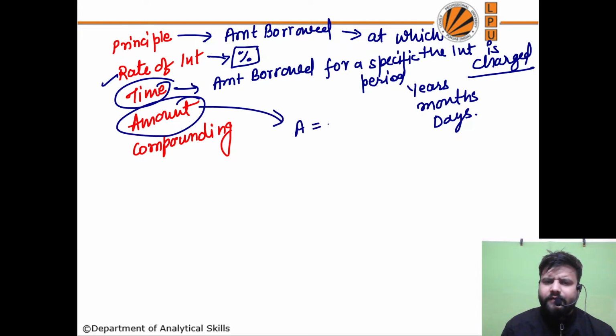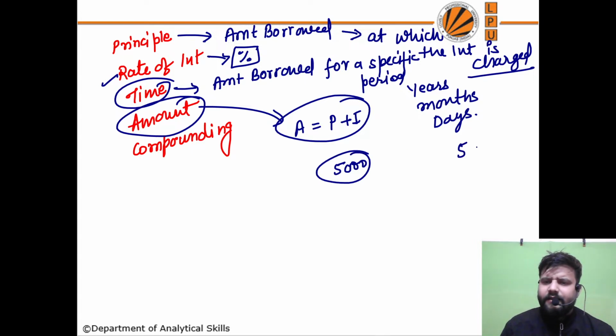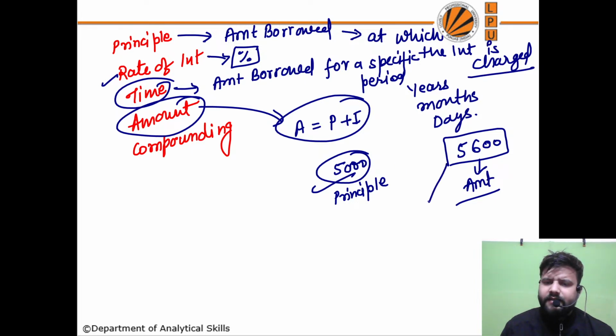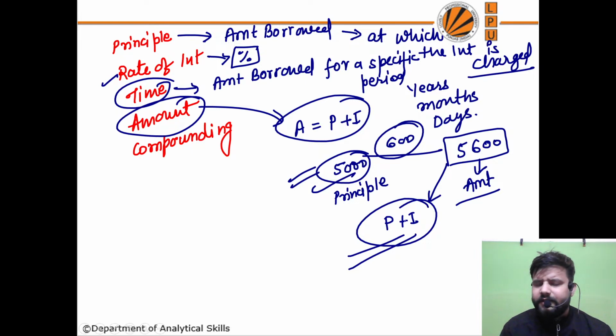Amount is A, which means it includes your principal as well as interest. For example, let's say you took 5,000 from a bank, and the bank is taking 5,600 at the end. So here 5,000 is the principal for you, and 5,600 is the amount which you have to pay. Amount includes interest as well. In this 5,600, your principal, which was 5,000, as well as interest, which is the gap of these two, which is 600. It includes both principal as well as interest.